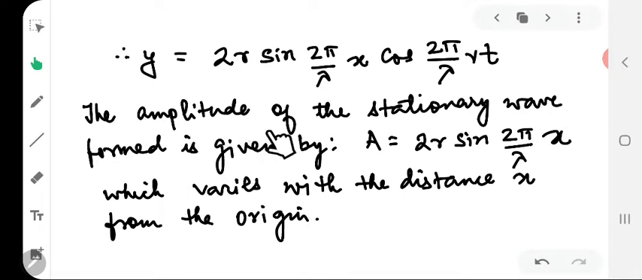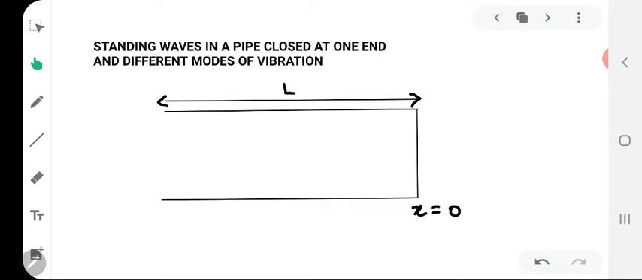The amplitude of the stationary wave formed in this case is given by 2r sine 2 pi by lambda x, which varies with the distance x from the origin. Now we have considered the pipe to be closed at the right end, that is x is equal to 0, and it is open at x equal to L. L is the length of the pipe, so it is open at the left end and closed at the right end.